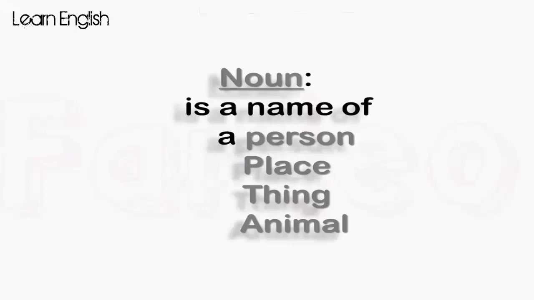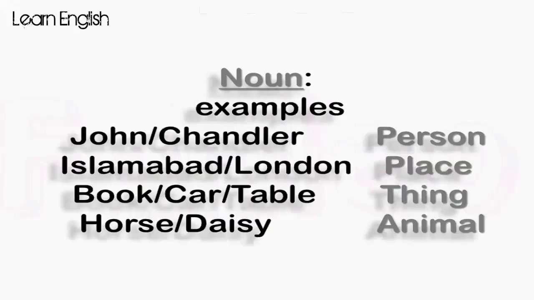So noun is the name of a person, a place, a thing, or an animal. Now for some examples. The first example that we have is noun as in the name of a person, that is John. John is the name of a person. It is a noun. The next one is Chandler. Chandler is the name of a person. It is also a noun.